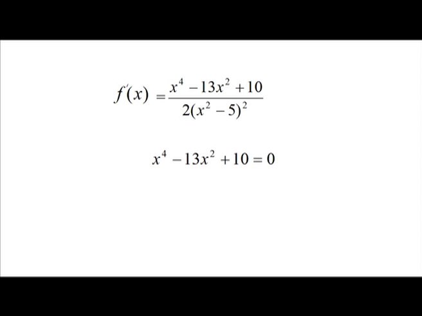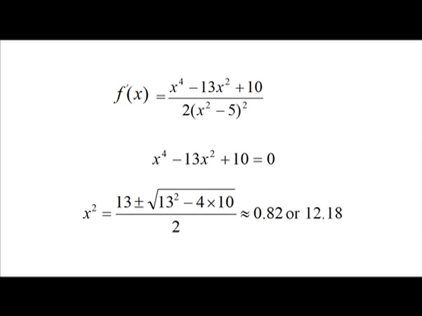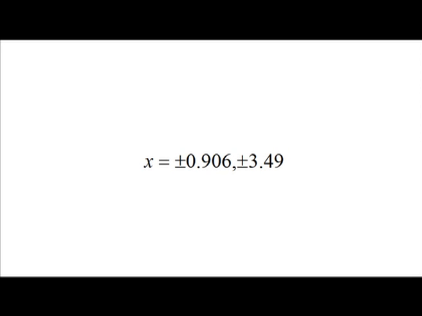Now, f dash of x is equal to 0 implies x to the power 4 minus 13 x square plus 10 is equal to 0, which gives x square is equal to 13 plus or minus square root of (13 square minus 4 into 10) whole divided by 2, which is approximately equal to 0.82 and 12.18. Thus, we have x is equal to plus or minus 0.906, plus or minus 3.49 are local extrema.